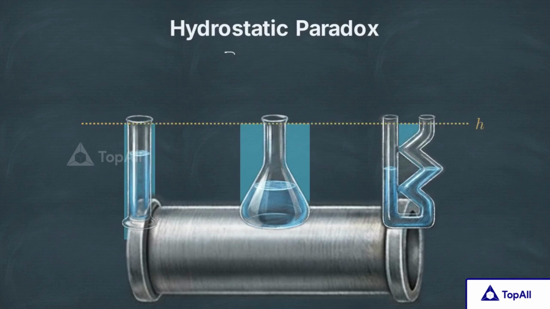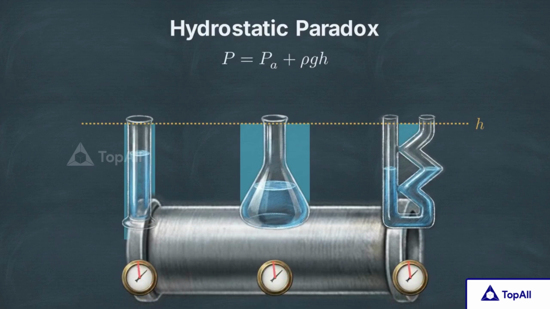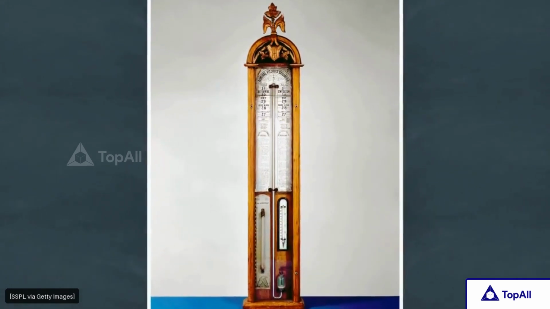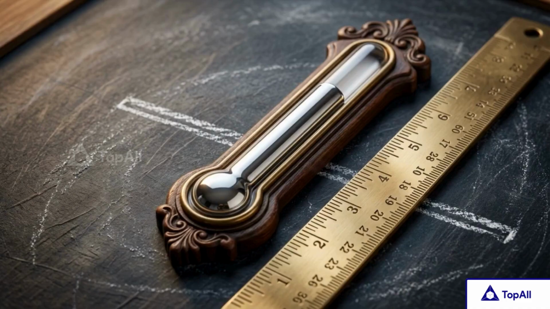The math confirms why. Because the density and the height of the liquid are the same in each vessel, the pressure at the base of each container is identical. The system is in balance. This vertical truth is the basis for instruments like the mercury barometer. For centuries, we have measured the weight of the entire atmosphere by simply tracking the height of a liquid column against a vertical scale.